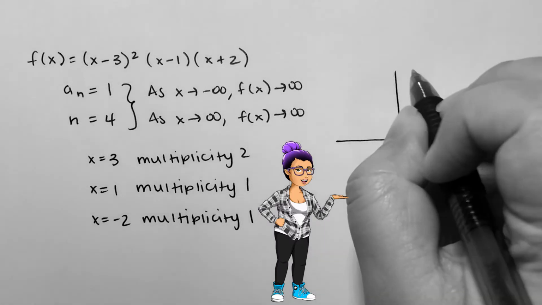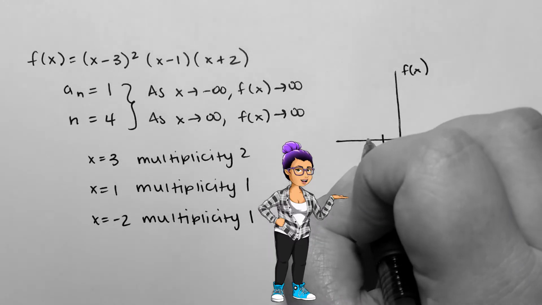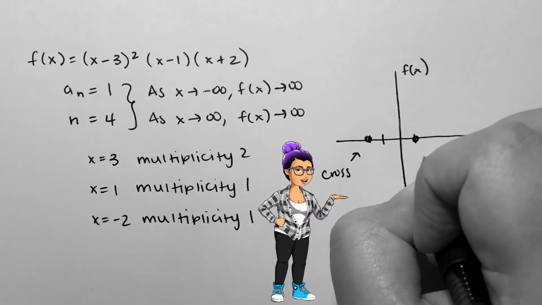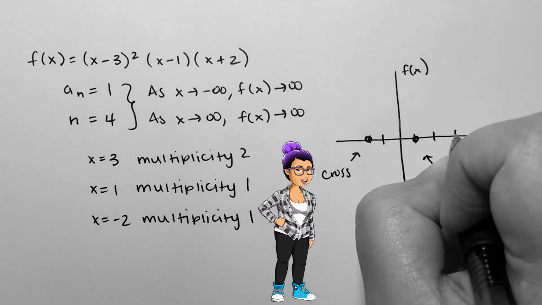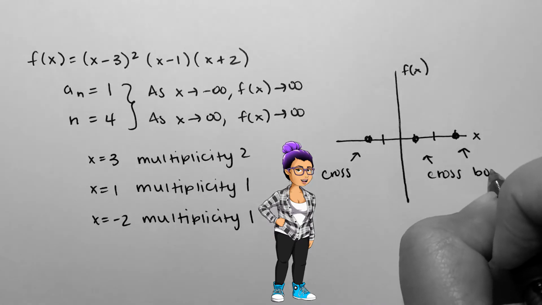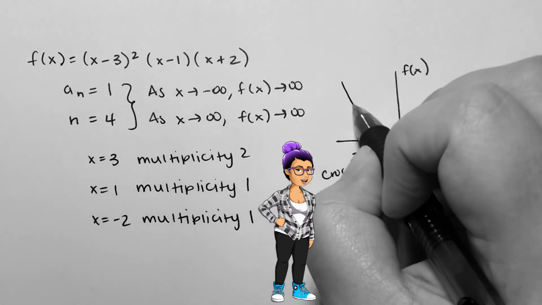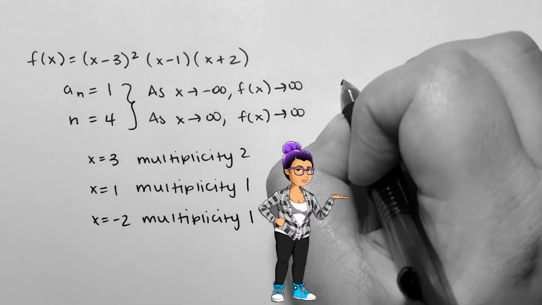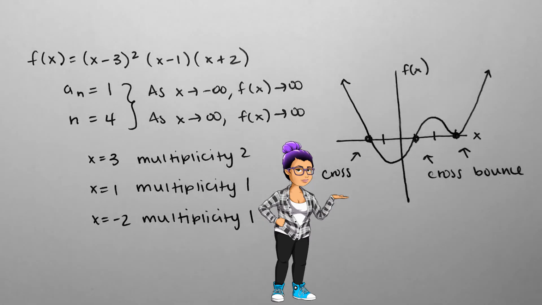The graph of the function will cross through the first two x-intercepts at negative 2 and positive 1 because of the odd multiplicity of 1, but because of the even multiplicity of x equals positive 3, the function will bounce off the x-axis instead. Notice on this example that the multiplicities of the zeros add up to the degree of the polynomial. The multiplicities will always be, at most, the degree.